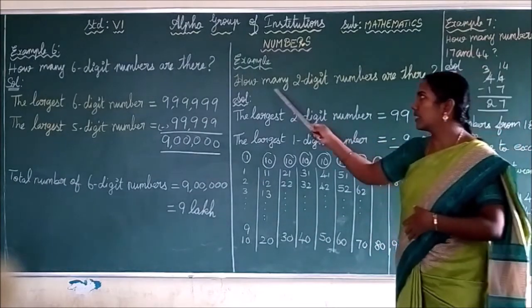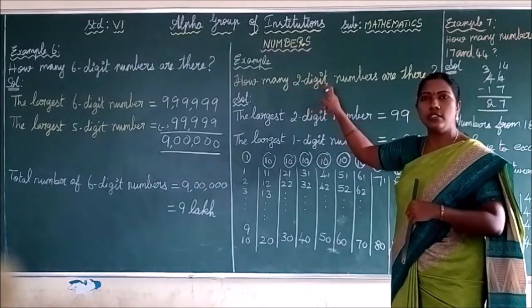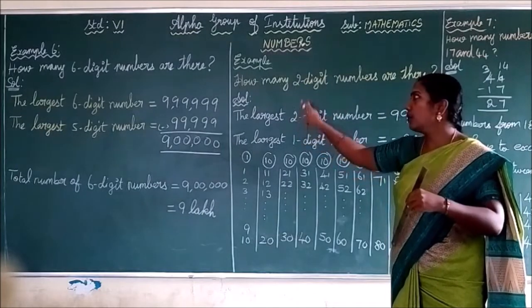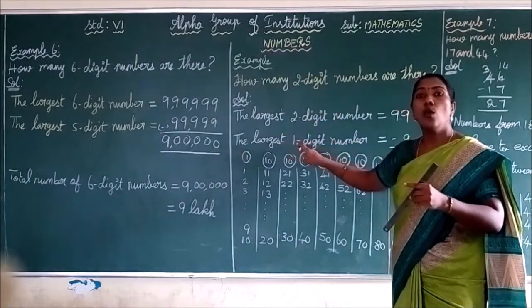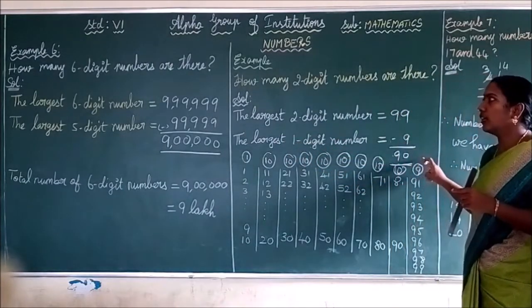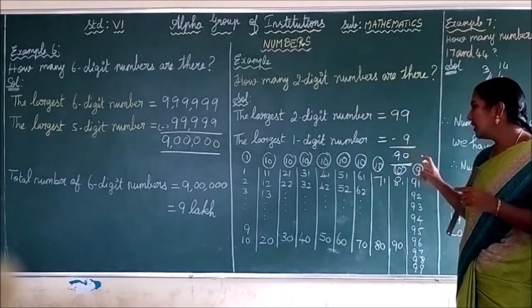Hereafter, if the question is asked like this, first you have to observe the digit. If it is 2 digit, first you write the largest 2 digit number. Then, before the 2 digit, you have 1 digit. Then you write the largest 1 digit number and find the difference. Thus the answer gives the total number of 2 digit numbers. That is, the total number of 2 digit numbers is 90.